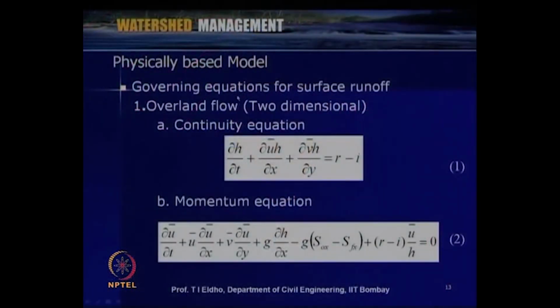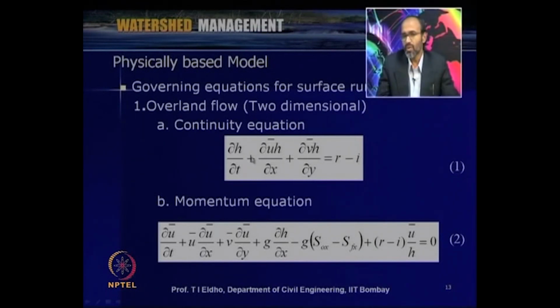So, here for overland flow, if you are doing two dimensional modeling, the continuity equation is given by this equation: del h by del t plus del u bar h by del x plus del v bar h by del y is equal to r minus I, where h is the depth of flow, u bar and v bar are the velocities in x and y directions, r is the rainfall intensity, and I is the infiltration rate.